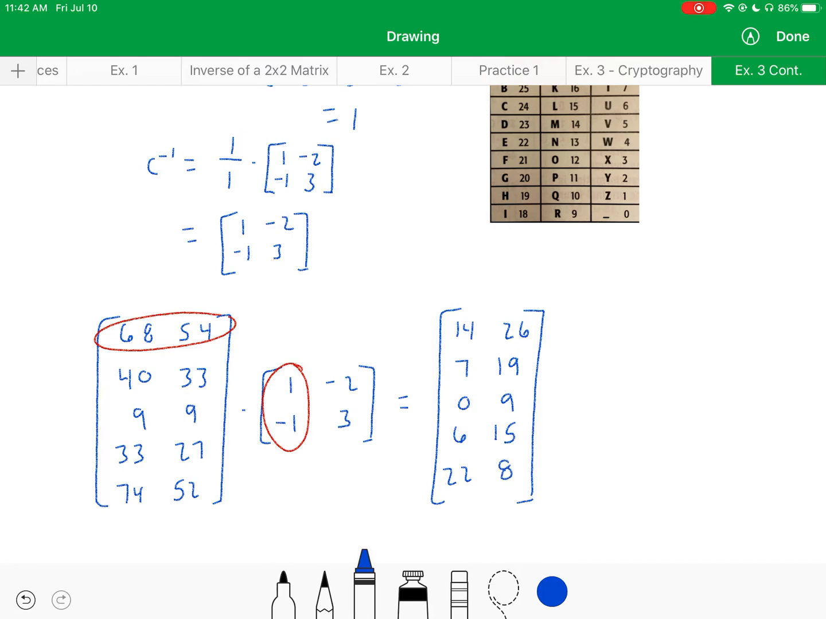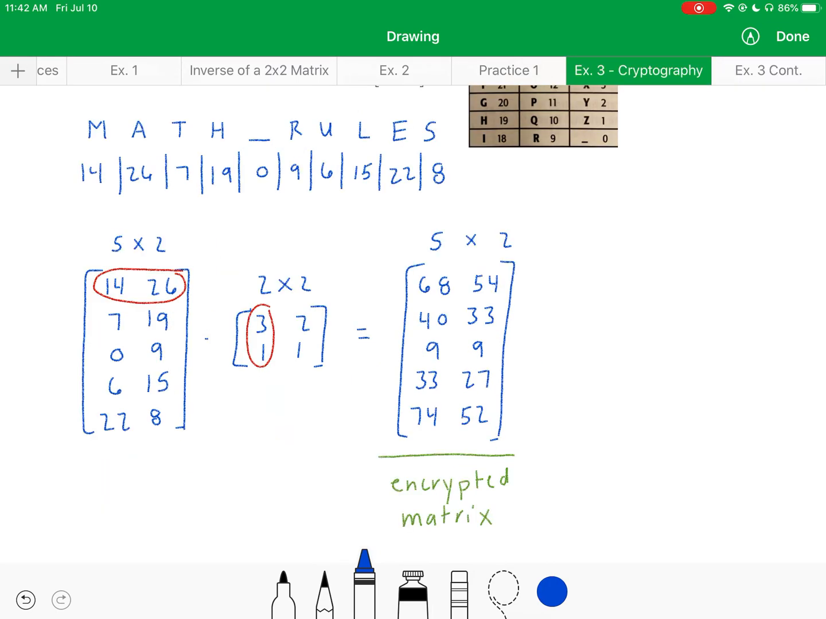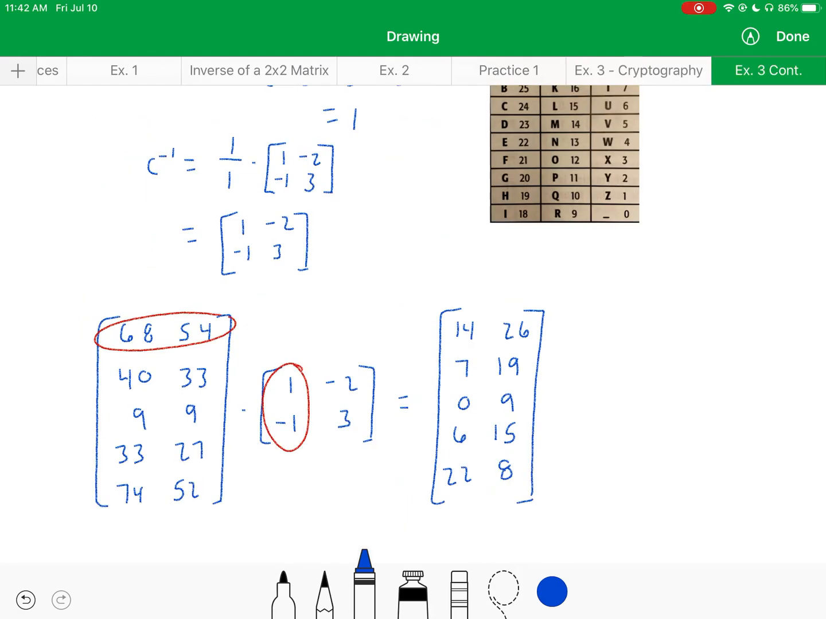And notice that those are the same numbers as the original message before you encrypted it, right? All these numbers right here correspond to the same letters, okay? All right, so I know it's kind of a simplistic example, yet nonetheless, it's a pretty good application of being able to use inverse matrices.